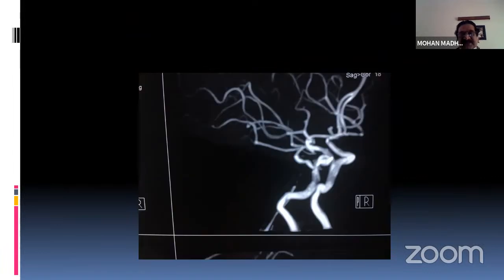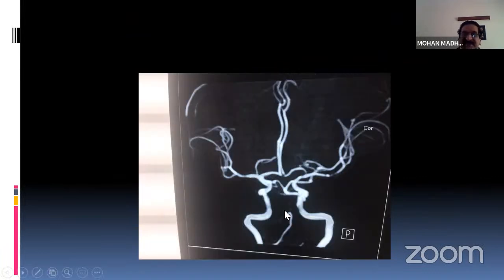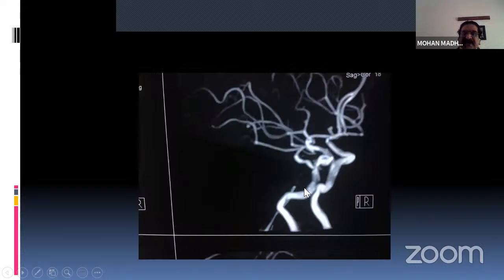So this is a subtle thing. So this and show the angiogram of this patient is the basilar artery is totally occluded at the level of the upper pons.